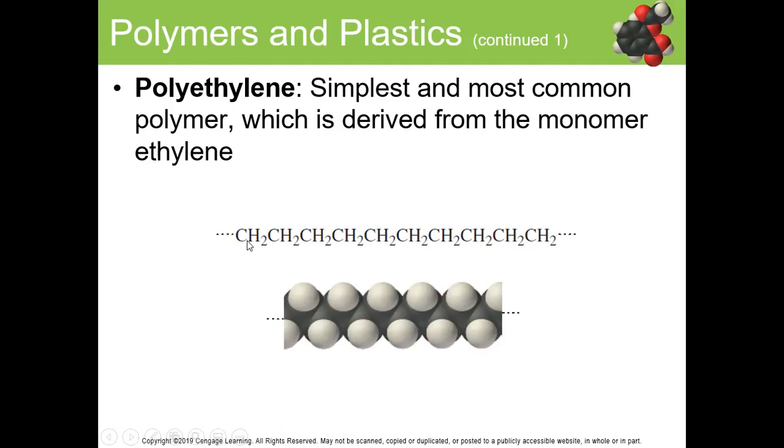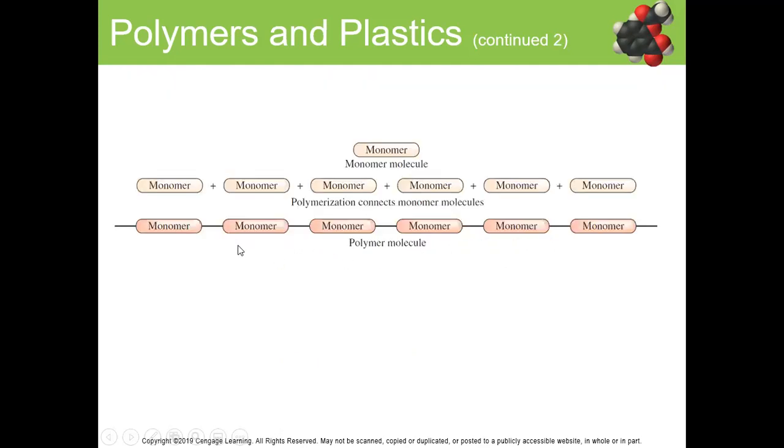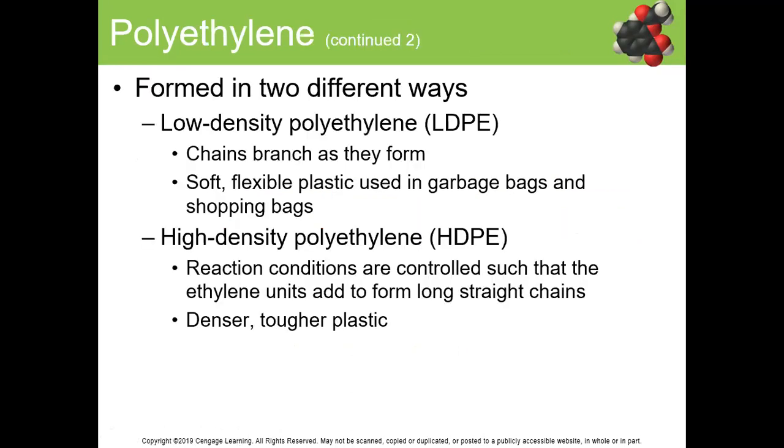So it just looks like a string of carbons and there are hydrogens on each of the carbons. So here's the monomer. And then polymerization is the process that links all those monomers together. And now you've got a polymer. And these can go on for millions and millions of monomer units. So polyethylene, there are two types. There's low density, LDPE, and high density, HDPE.